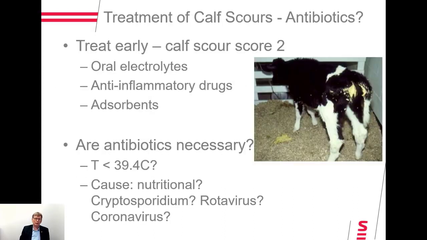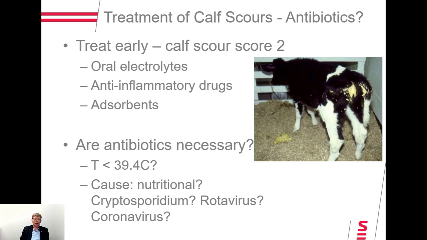So what about the treatment of calf scours, and what about the role of antibiotics? The key is to start treating early. To our right, we see a scouring calf, and when she has a score of 2, it is not yet watery diarrhea, but severe diarrhea already, nevertheless. Oral electrolytes, anti-inflammatory drugs, and absorbents are the recommended route to go.